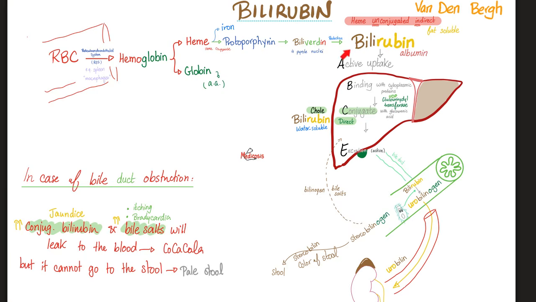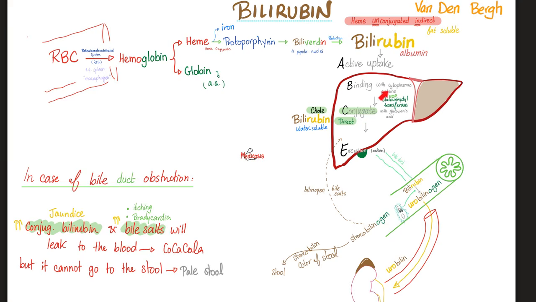Therefore, what's going to happen? Bilirubin is going to increase in the blood. When you have high bilirubin in the blood, you get jaundice. But which bilirubin will increase when I have cirrhosis? The unconjugated and the conjugated. How come? The unconjugated is easy because the liver could not conjugate it. But how come the conjugated also increases in the blood?